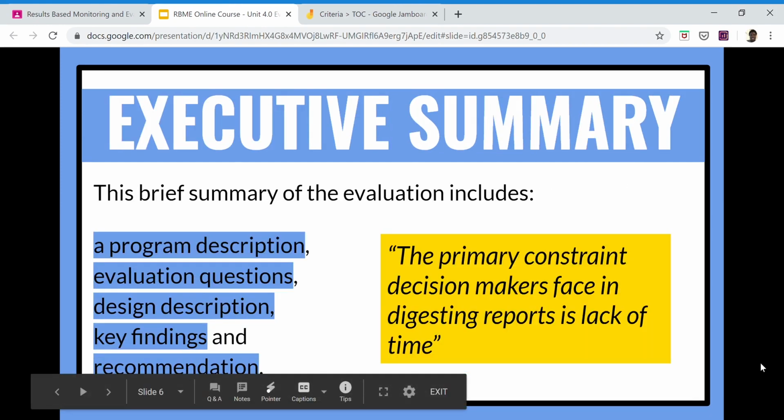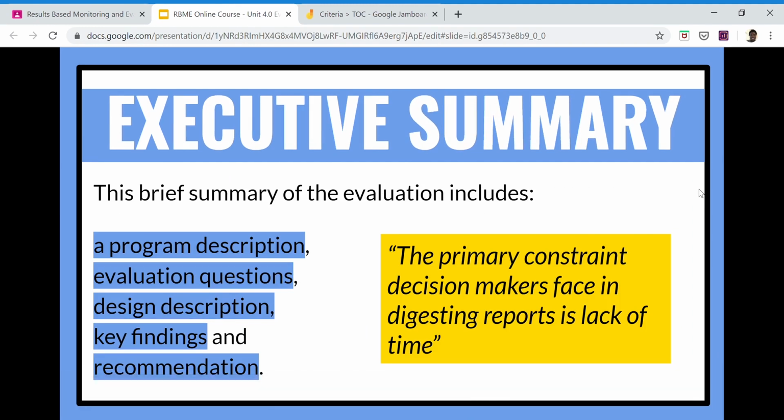Then you have the executive summary. This is one key, very important part of your evaluation report. It's a summary of all what you have in your report. And there's this argument or conversation about when exactly you write the executive summary. I always advise that the executive summary is written when you've finished the whole report. So it should be the last thing to be written, because it's actually a summary of everything you have in the report.